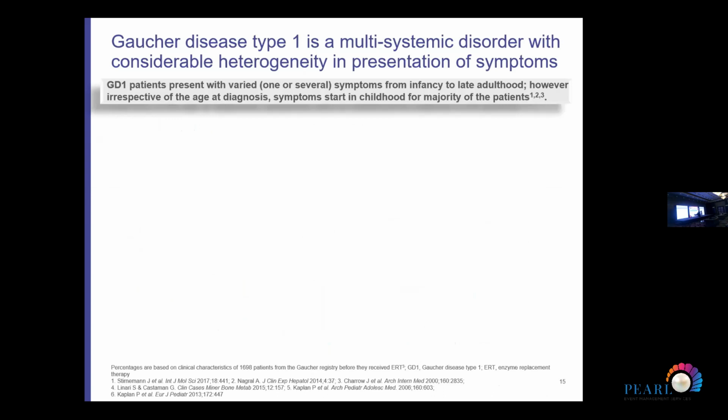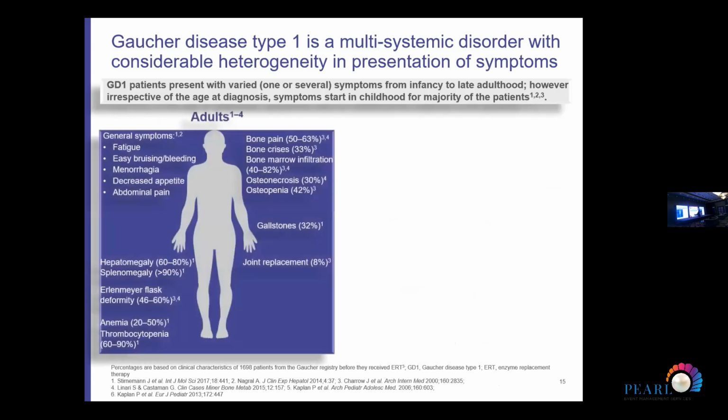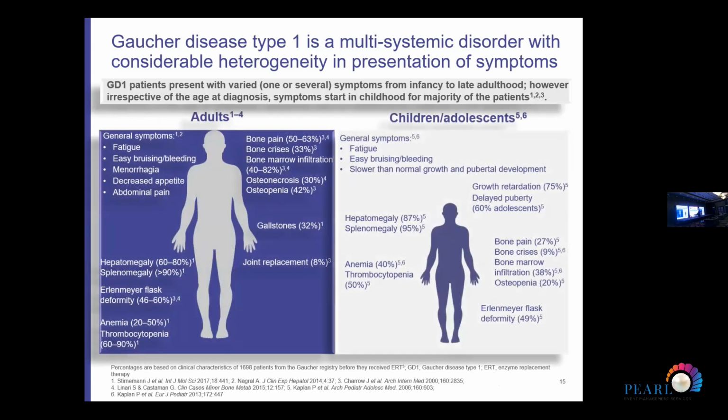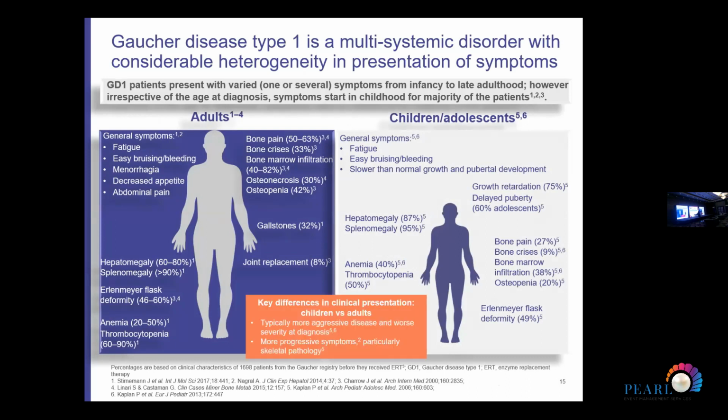Gaucher disease type 1, as I already mentioned, is a multisystemic disorder, which is characteristic for all of the lysosomal storage diseases with, as I mentioned, also heterogeneity. So there is a difference between the adult and the children who present with Gaucher disease. The key difference is that in pediatric age group, typically the disease is more aggressive with worse severity compared to the adults. And because it's more progressive, of course, it leads to more severe complications, especially on the bone.